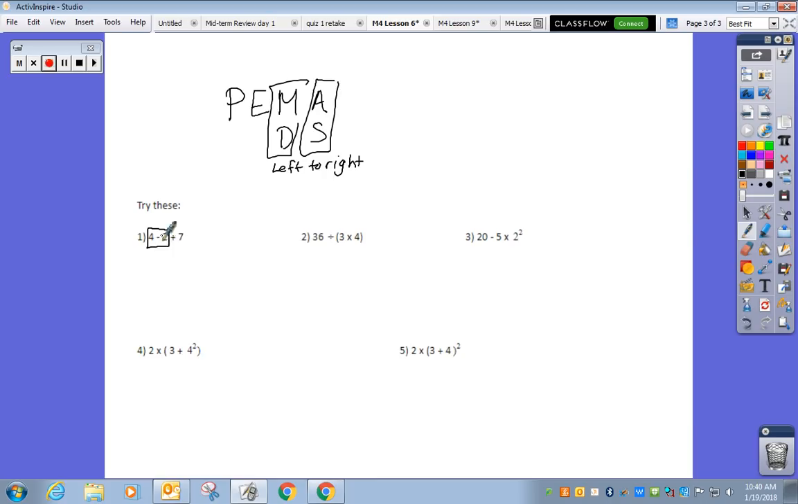I box it in, nothing before it to rewrite. 4 minus 2 is 2. Write what's after the box, plus the 7. 2 plus 7 gives me my answer of 9.